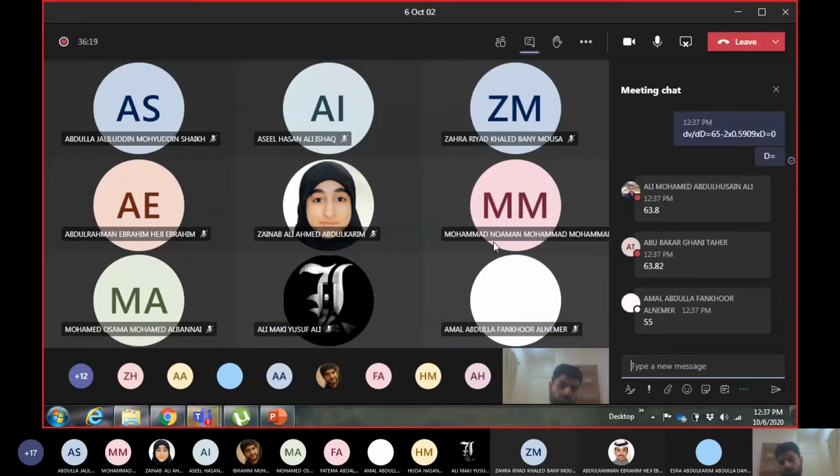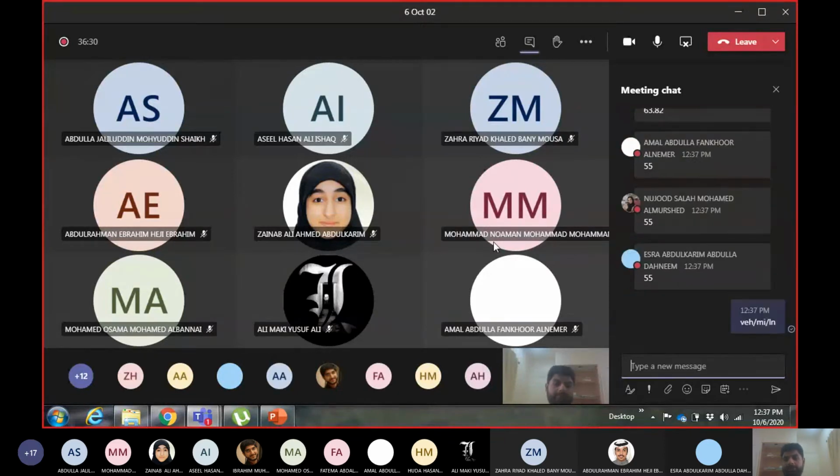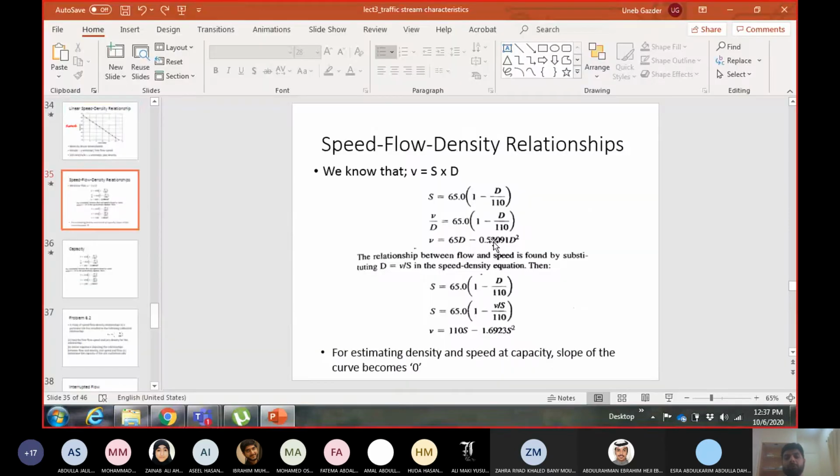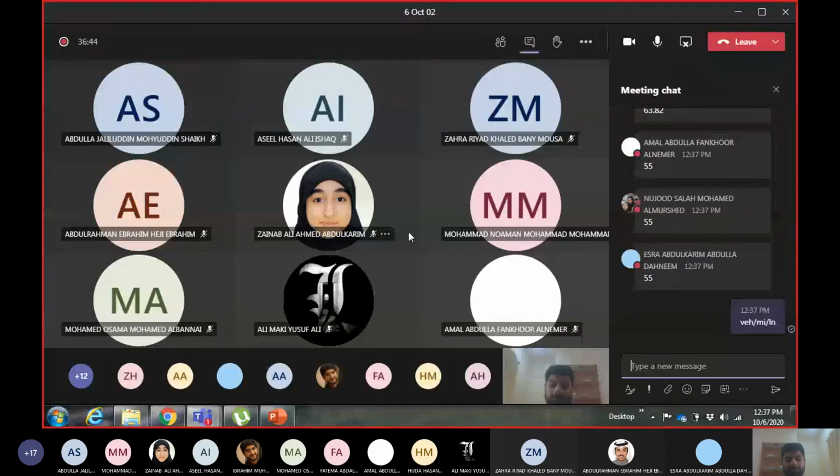55, yes, 55 vehicles per mile per lane. As I said, keep the units in mind, it will help you a lot. So 55 vehicles per mile per lane is the capacity when the flow is maximum. This is the density when the flow is maximum. What did I call this density? Critical density. So this is D critical.